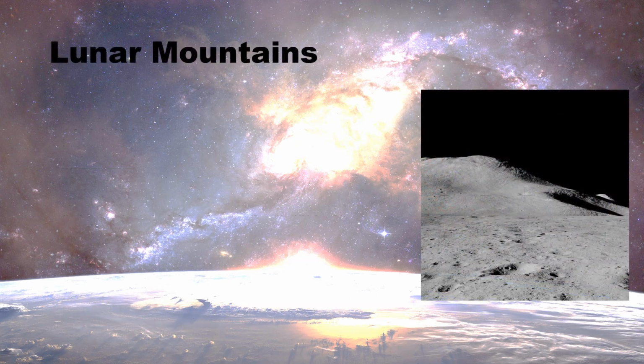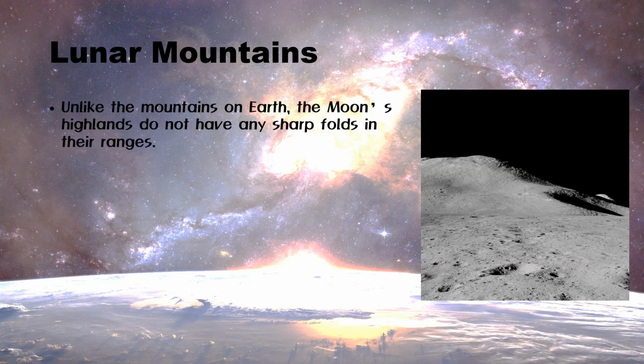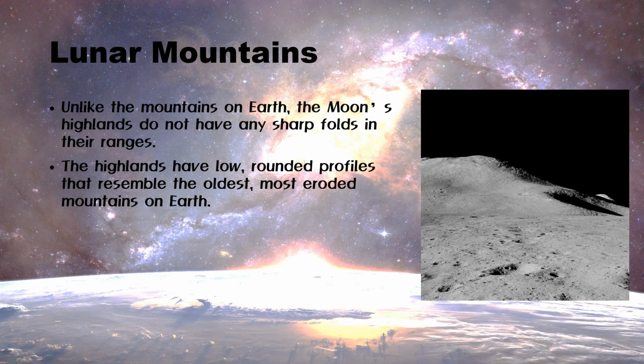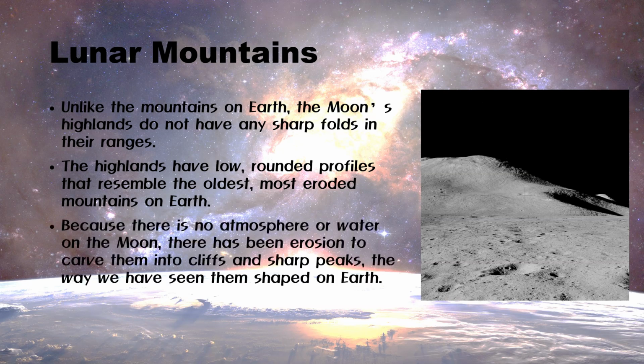Now, there are, of course, lunar mountains, as I already mentioned. Unlike the mountains of Earth, the moon's highlands do not have any sharp folds in their ranges. You can look right here at this mountain, and it looks relatively smooth. The highlands have low, rounded profiles that resemble the oldest, most eroded mountains on Earth. And because there is no atmosphere or water on the moon, there's been no erosion to carve them into either cliffs or sharp peaks, which is, of course, the way that we would picture our moon's mountains had they been here on Earth.